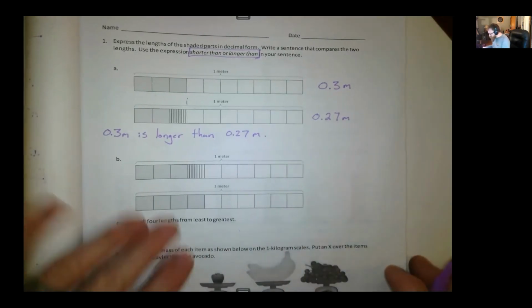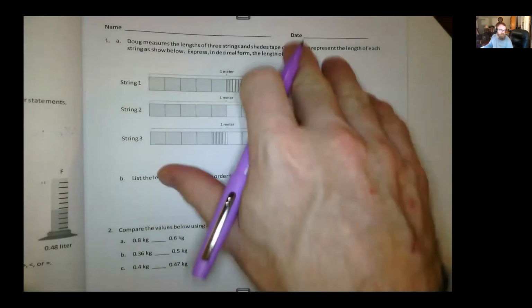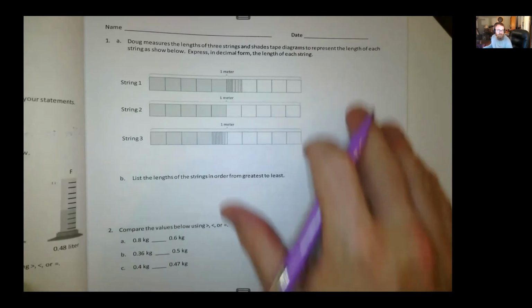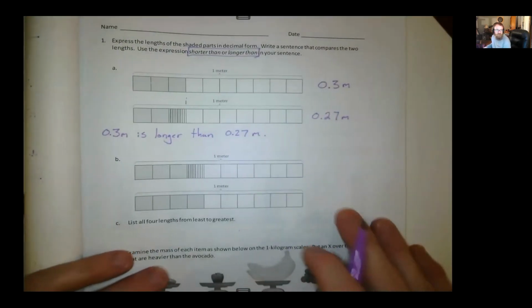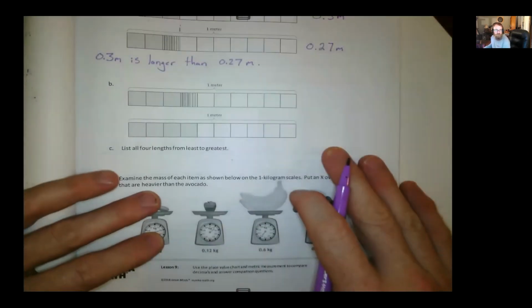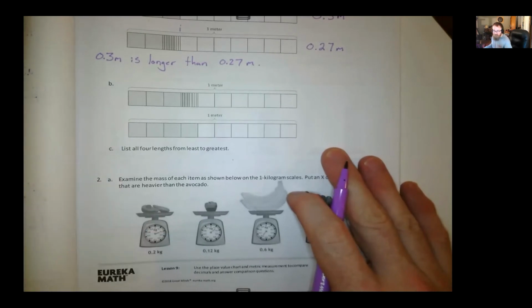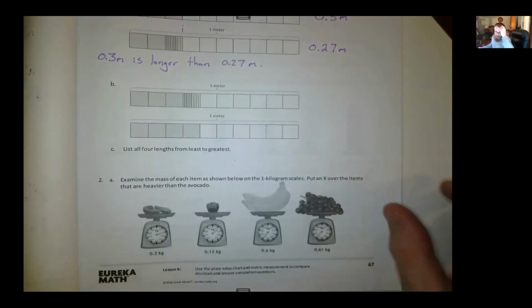Part B, I want you to complete and fill in yourself. You do have to do that on your exit ticket. There are 3 different values to compare. So I want you to pause me right now, complete part B by yourself, hit pause, and then unpause me and we'll go over it.